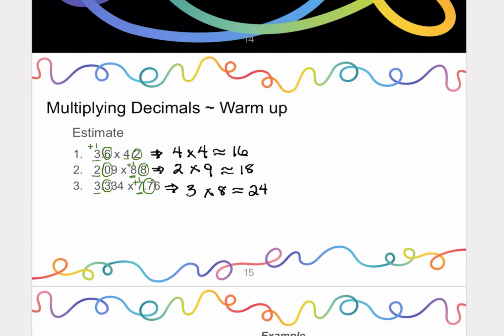So if we are multiplying these decimals and we are estimating, we can say that problem number 1 is approximately 4 times 4, which is 16. Problem number 2 is approximately 2 times 9, which is 18. And problem number 3 is approximately 3 times 8, which is 24.